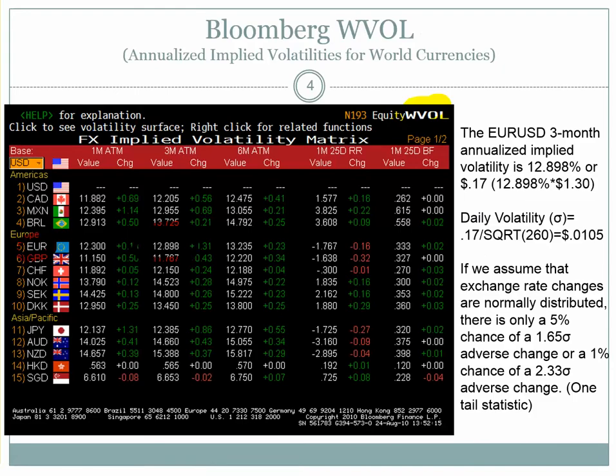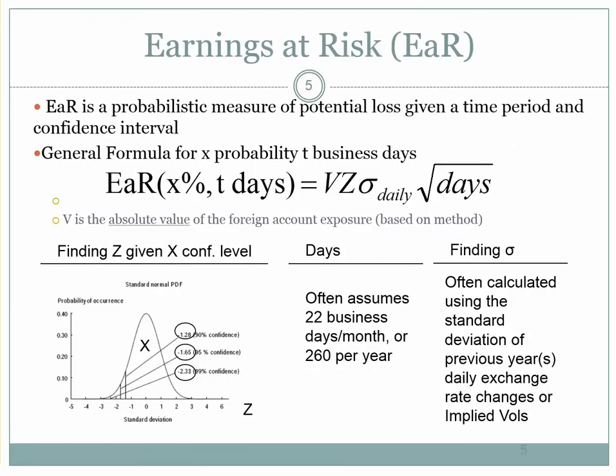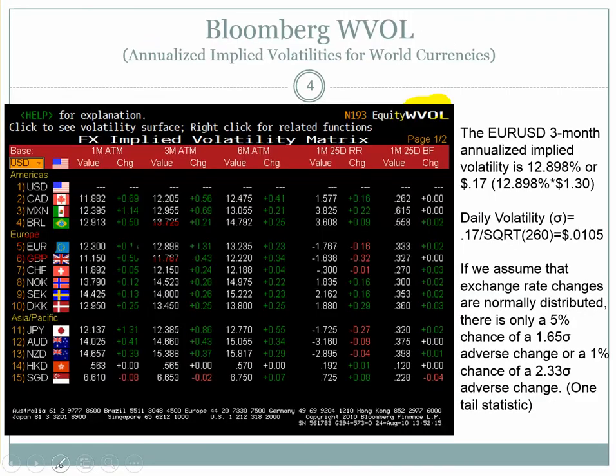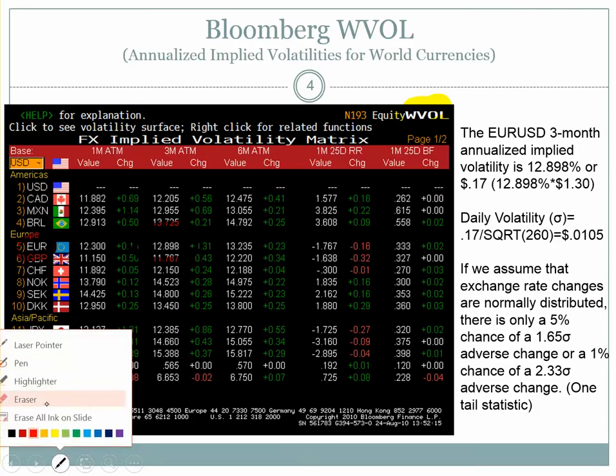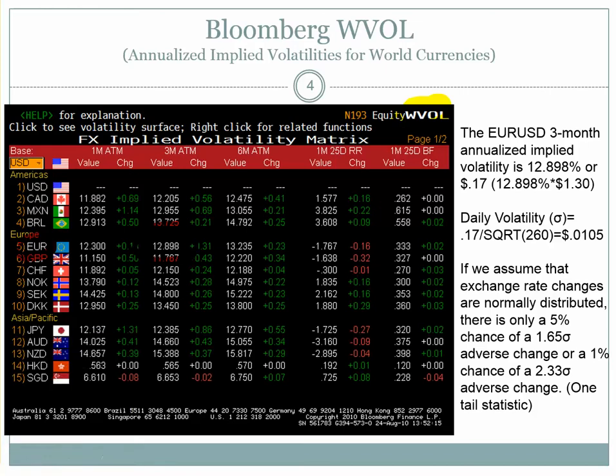Now, where these numbers are obtained is by looking at options. So the 3-month at-the-money options on average are showing an implied volatility of 12.898%. So there's my 12.898%. So if the current exchange rate is $1.30 and the Black-Scholes implied volatility annualized is 12.89%, we can say that the volatility of the exchange rate is 17 cents per euro.